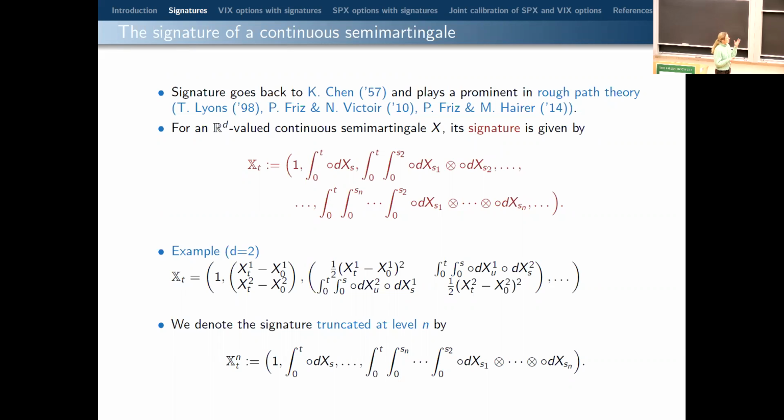So this is a sequence of iterated integrals where we start with 1 here. And then we have the first integral. So this circle here is the Stratonovich integral. And this first thing just means that we have a vector which just gives the value X_t minus X_0. And then we have the second iterated integral where each of the components is integrated with each other.